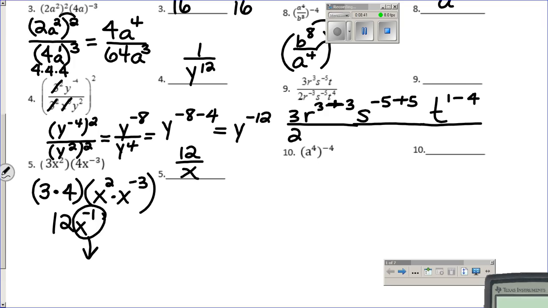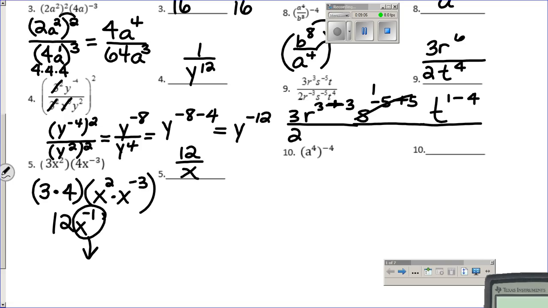So now if we go across and kind of simplify, we still have our 3 in the numerator. 3 plus 3 simplifies to r to the 6th. Negative 5 plus 5 is 0, so this just becomes a 1. T to the 1 minus 4 is going to give us negative 3, so we're going to have to bring the t to the 4th power under the line to change the sign.